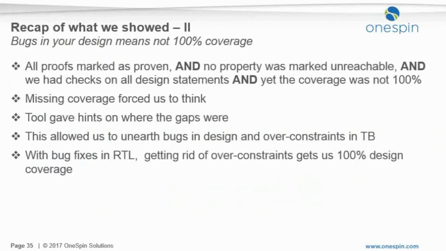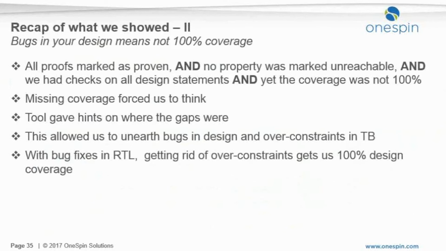So what happened here is that all proofs are marked as proven. There were several stages during your development and verification cycle when you had exhaustive proofs. It was not the case that you had bounded proofs. Properties were not marked unreachable. You had passing witnesses. You had checks on all design statements, because I went and wrote these checks I showed you, and yet the coverage was not 100%.